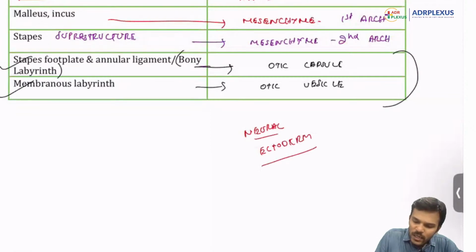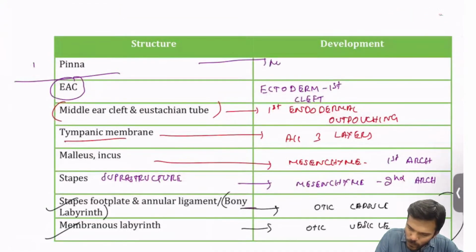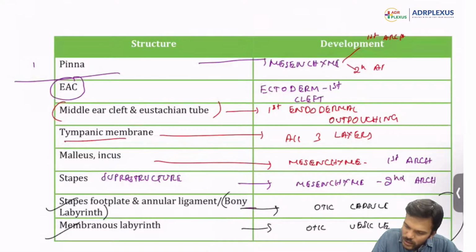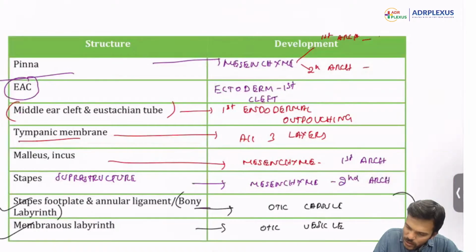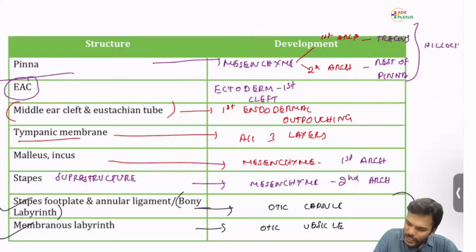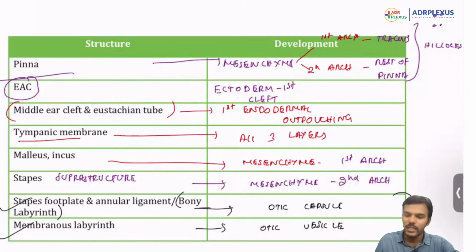So what about the pinna? The pinna develops from, again, mesenchyme. First arch and second arch together will form it. The first arch forms the tragus, the second arch the rest of the pinna. So all these will form into six mound-like structures like this, hillocks of this.